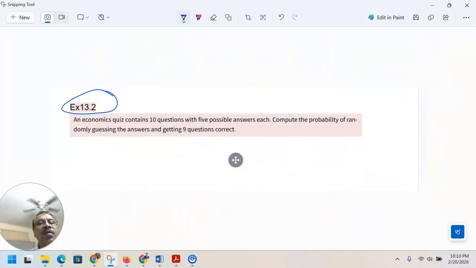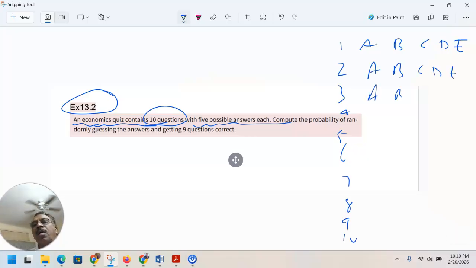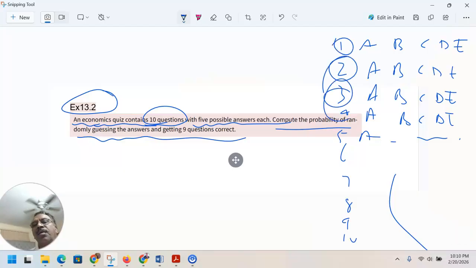Now, this question is a little confusing. An economic quiz contains 10 questions. One, two, three, four. So these are 10 questions with five choices. So A, B, C, D, E. A, B, C, D, E. So each question has got five choices, right? I'm just writing this to make sense out of this. Okay, and same thing. Compute the probability, they're randomly guessing. So the student just guesses the first question, second question, third question, and he just marks tick, tick, tick, tick like that.